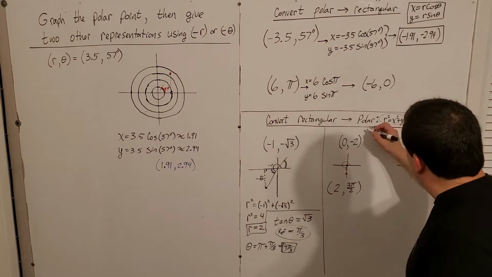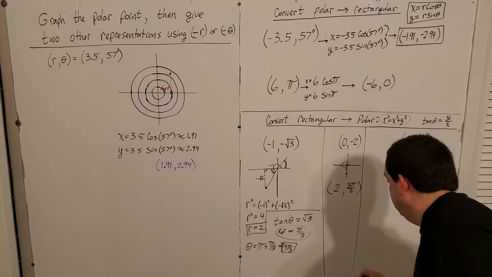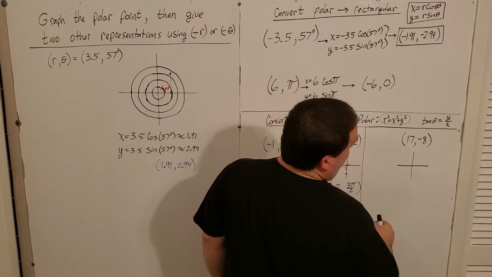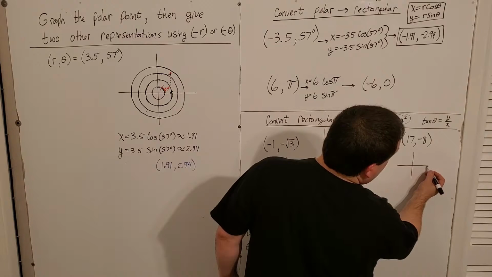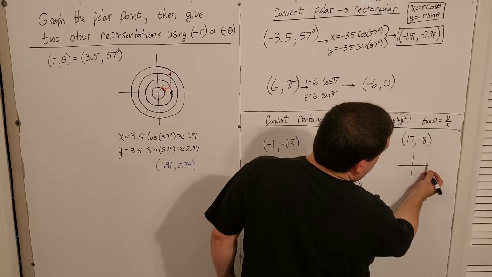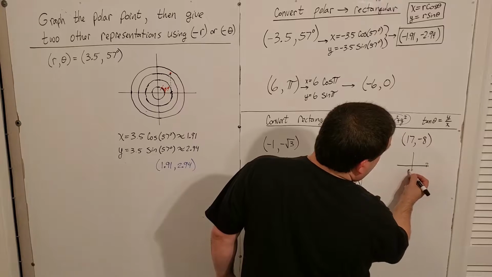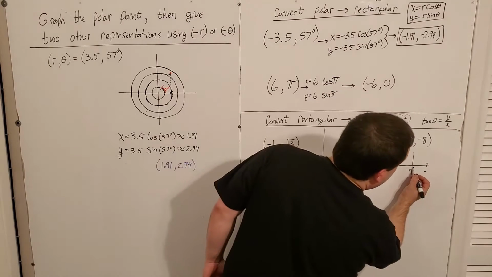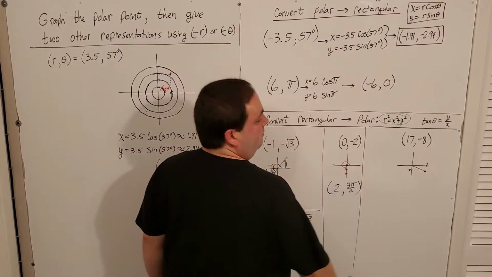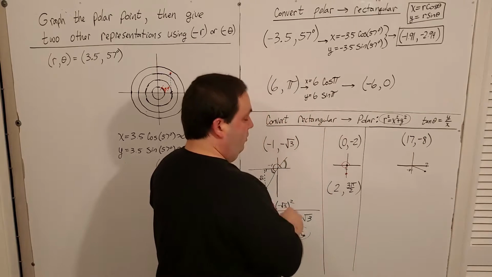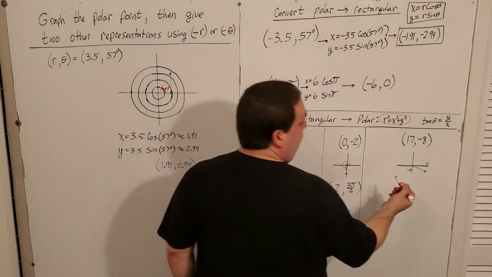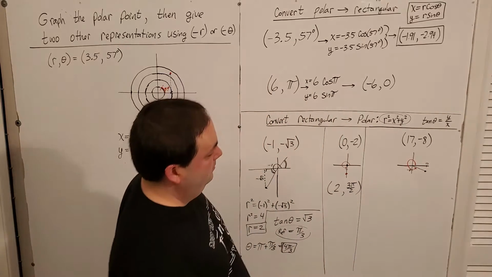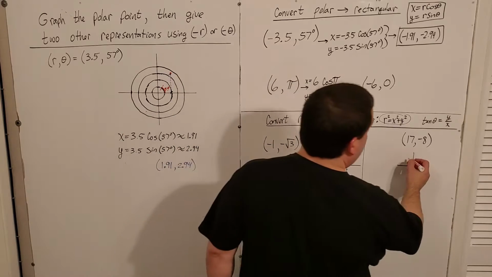We're still in converting mode here, so let's talk about this last one. Again, we're going to calculate the r first. Go ahead and graph it out, though. 17 is going to be out here somewhere. -8 is going to be down here somewhere. So we're looking at something like that. And it's going to do this. So the angle that we're interested in is a quadrant 4 angle. Let's go ahead and do this, like this. That's going to be my theta.